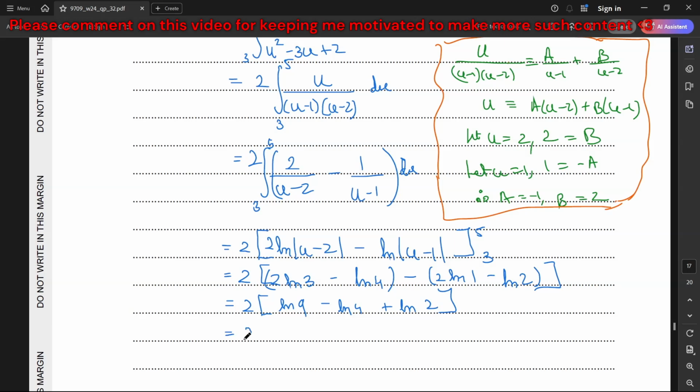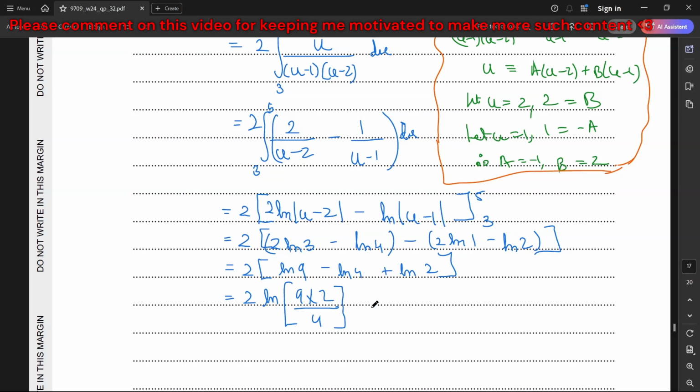And then this is equal to 2 times ln, because ln 9 is in addition with ln 2, I can write this the same as writing 9 into 2. And because this is with the negative sign, I can divide this by 4. So what am I left with, guys? I'm left with ln of 9 into 2 is 18, 18 by 4. Let me check.